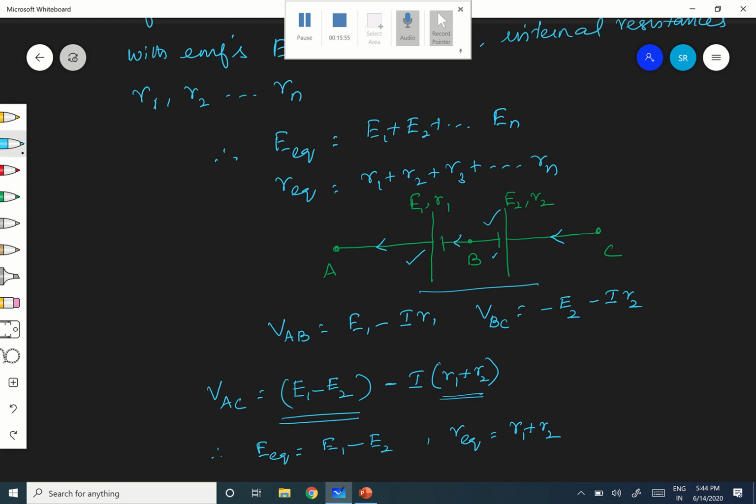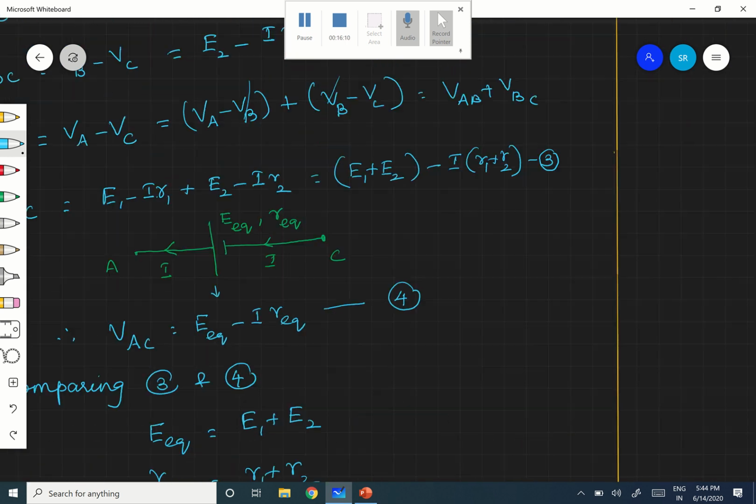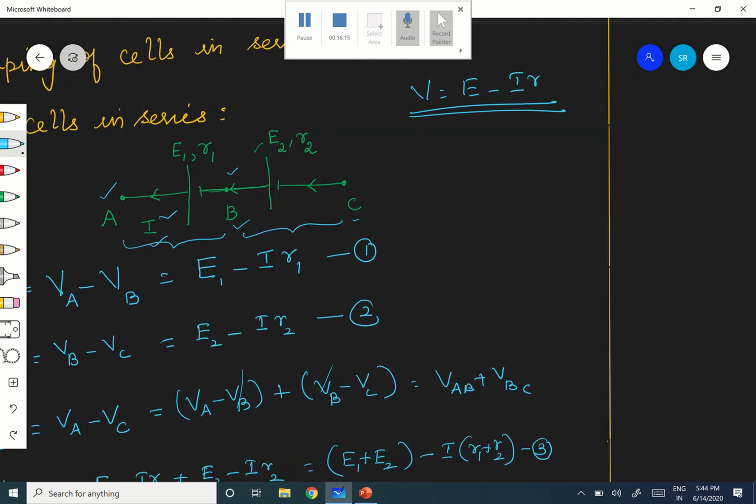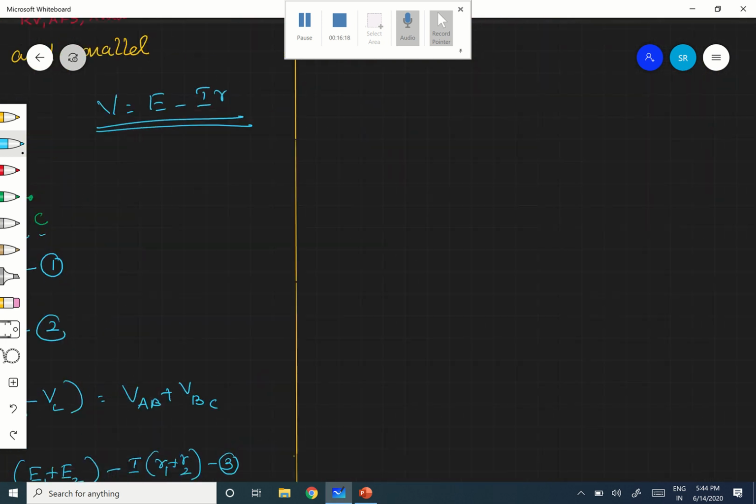If both the cells are connected positive to negative, you have to add. But here, negative is connected to negative. In that case, you will have E1 minus E2. Fine. Now, let us go to the next topic. The next topic is two cells in parallel. That's it, series combination is over. Now we are going to see part B, two cells in parallel.